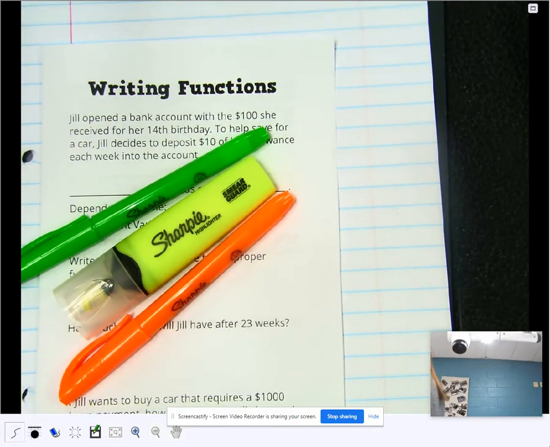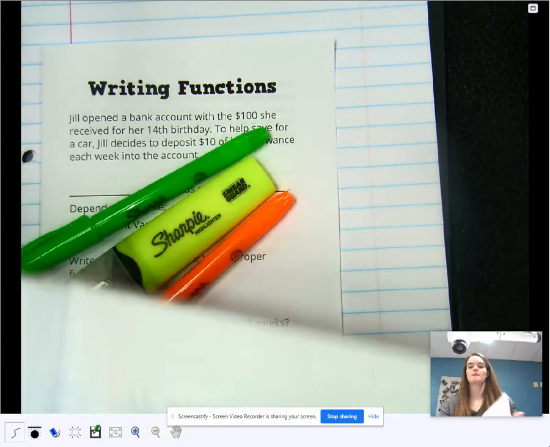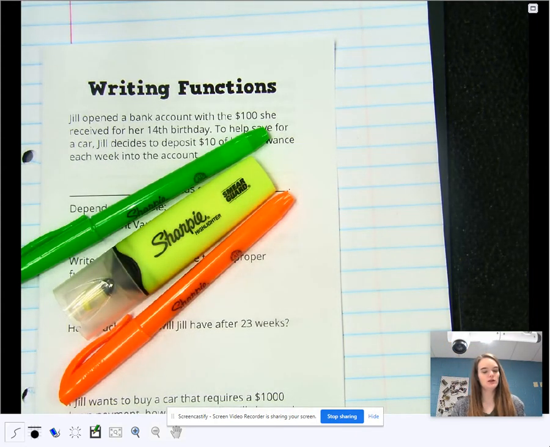I gotta go get my notebook. It's not right where it is.